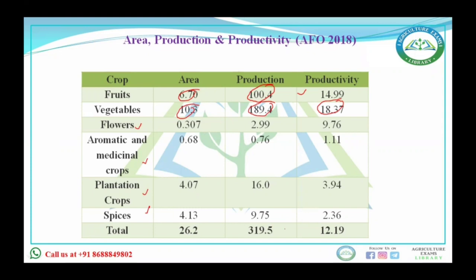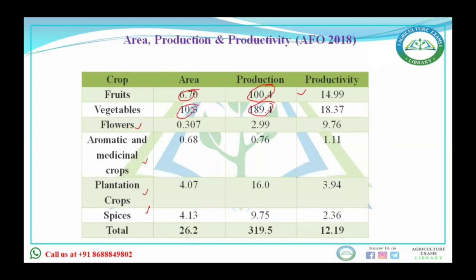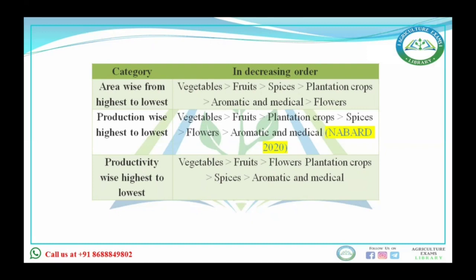And from this data, you can see the question was asked of this type. They asked which of the following has the lowest production among horticulture crops, and which of the following has the lowest productivity. The question comes from this chart only, but the way of asking was different.